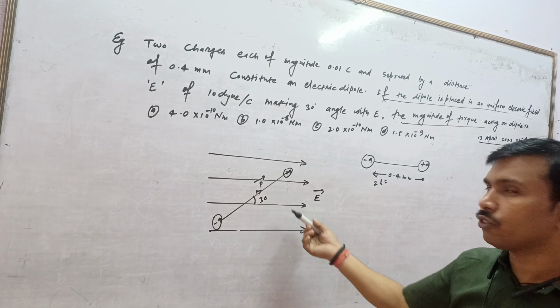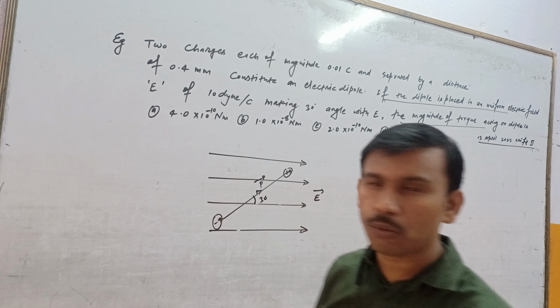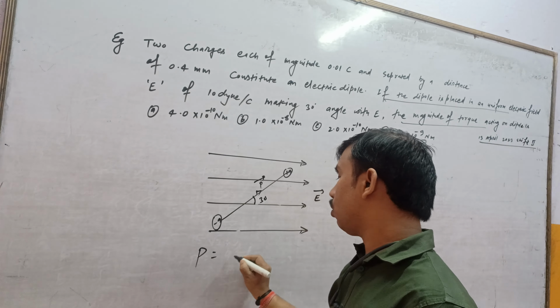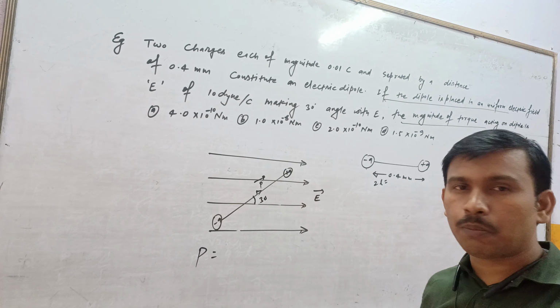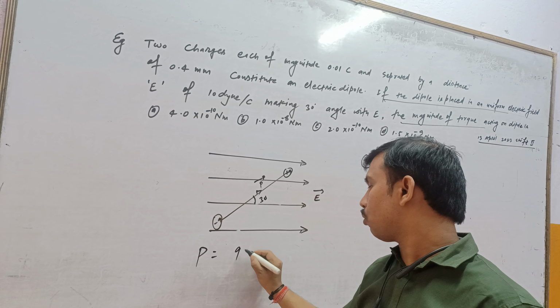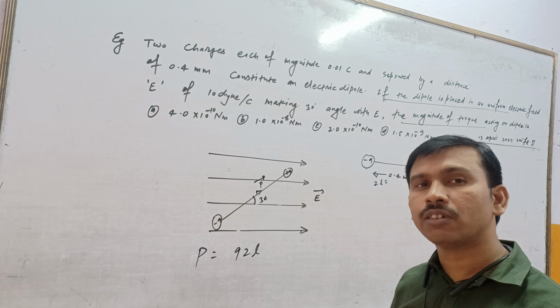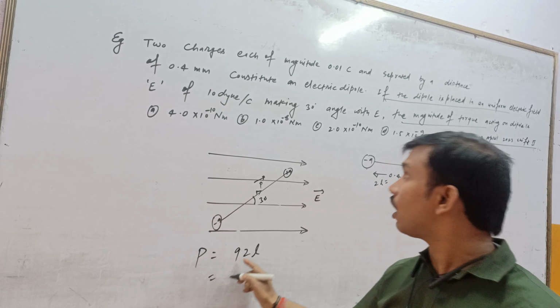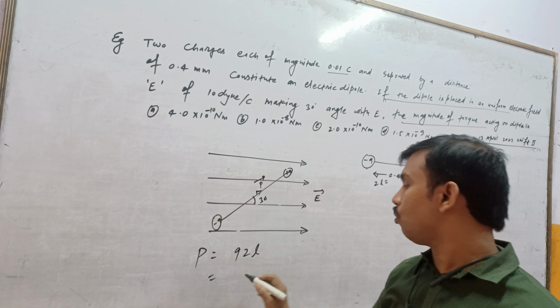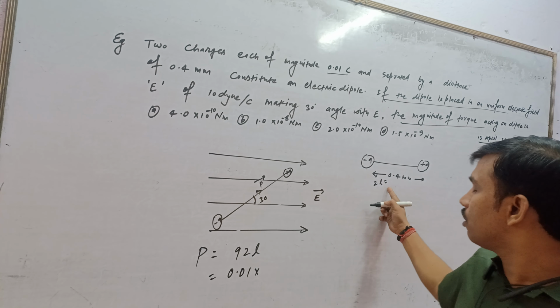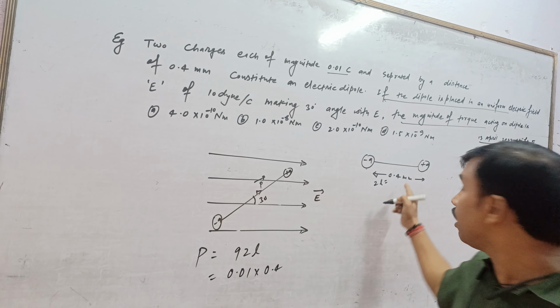First of all we have to find P, the dipole moment. We know that the electric dipole moment is equal to the product of the magnitude of either charge of the electric dipole with its dipole length. Here charge is given as 0.01 coulomb, and dipole length is given as 0.4 millimeter.